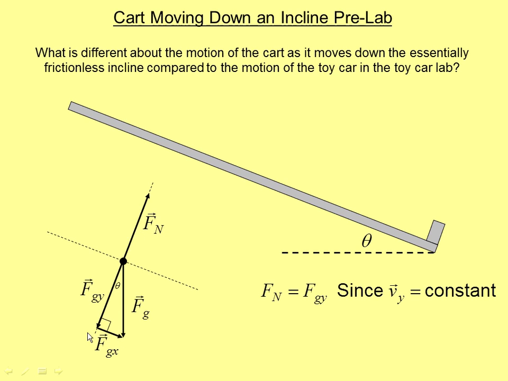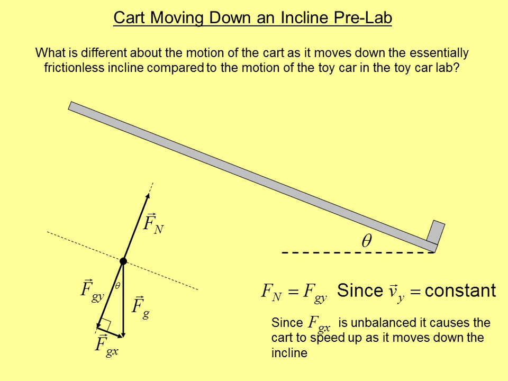But while we've balanced this part of the force of gravity with the normal force, F of gx is sitting all out here by itself. There's no friction to balance it, there's no applied force to balance it, and therefore it is an unbalanced force. And again, by Newton's first law, what do unbalanced forces or net forces do? They make things change their velocity. And since the unbalanced force is pushing down the incline and the cart's moving down the incline, it's going to make it speed up. So this is why the cart speeds up as it goes down the incline, because there's an unbalanced component of the force of gravity.